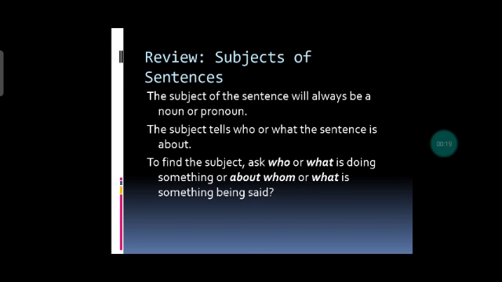What is the subject of the sentence? And how can we identify the subject of a sentence? The subject of the sentence will always be a noun or pronoun. The subject tells who or what the sentence is about, meaning the doer of the action. To find the subject, ask who or what is doing something, or about whom or what is something being said.